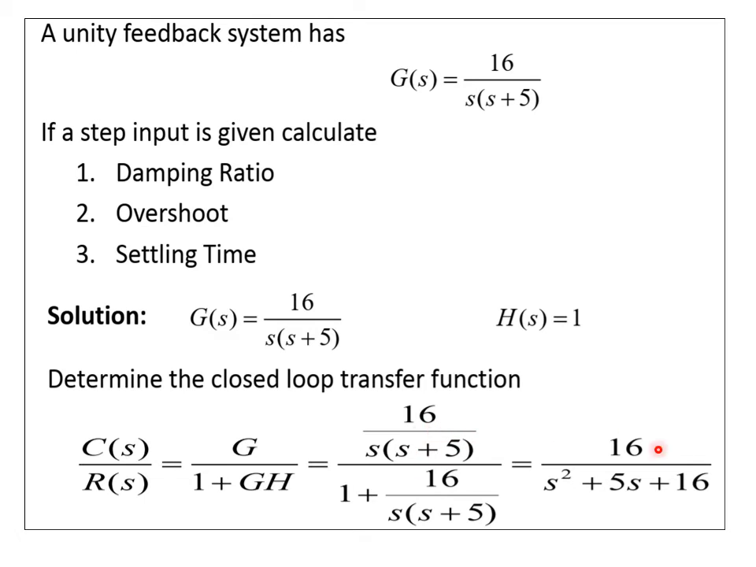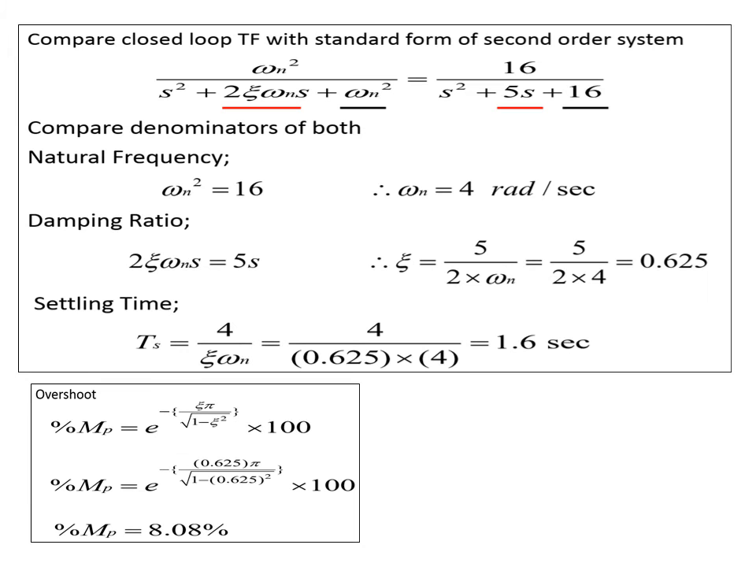After putting the value, it is simplified as 16 upon s square plus 5s plus 16. Then the next thing is settling time. Settling time has the formula 4 upon zeta omega n, so it is equal to 1.6 seconds. Similarly, we are supposed to calculate the percentage overshoot.